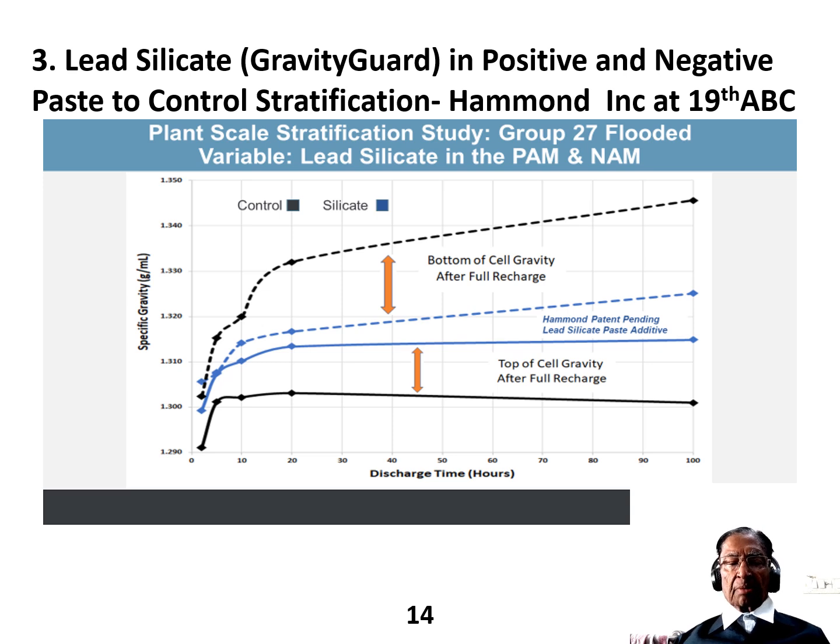This is the graph presented by them at the conference. Now you can see that the top and bottom curves are without the additive. The middle two curves show the results after the addition of the lead silicate chemical, Gravity Guard. Now you see how much it has come down. You see the difference between the top and bottom. Without the chemical it is as high as I think 50 points, and with the chemical it is reduced to only 9 points. That's why I said there is a reduction of 82% in the stratification.